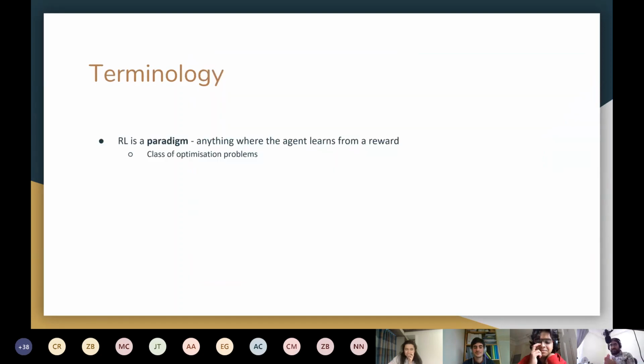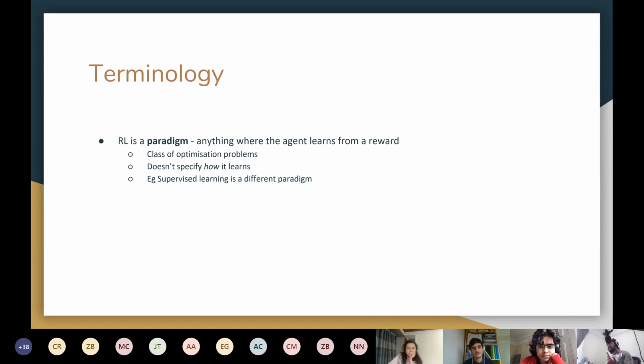So now I'm going to set out some terminology and address common confusions to frame things well. The right way to think about reinforcement learning is that it's a paradigm. It's a class of optimization problems rather than a solution method. There are lots of different ways of solving reinforcement learning problems. This is in comparison to, say, supervised learning, where you give a program a bunch of example inputs and outputs to a function, and you tell it, learn what that function is. But there are lots of different ways of solving a supervised learning problem.